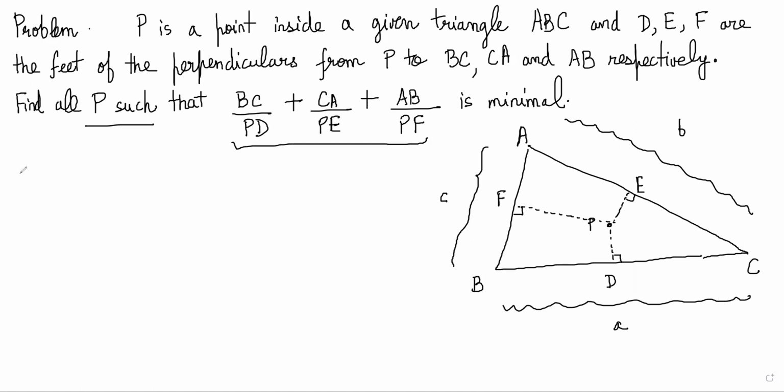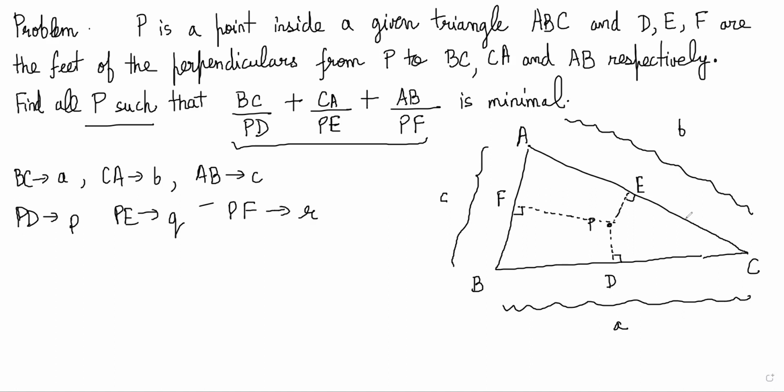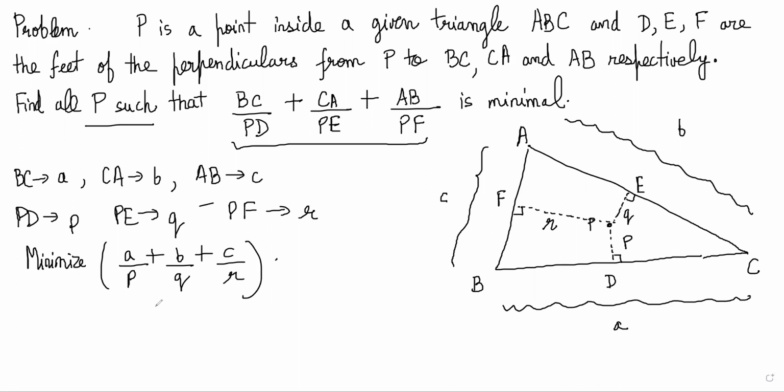So let's call BC as A, CA as B, and AB as C, and let's call PD as P, and PE as Q, and PF as R. So basically, this length is P, PE is Q, and this is R. We have to minimize the expression A by P plus B by Q plus C by R, right? So how do I minimize this expression?